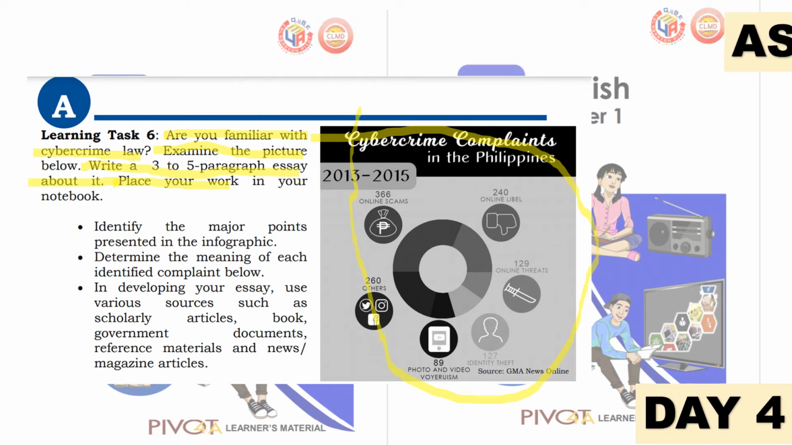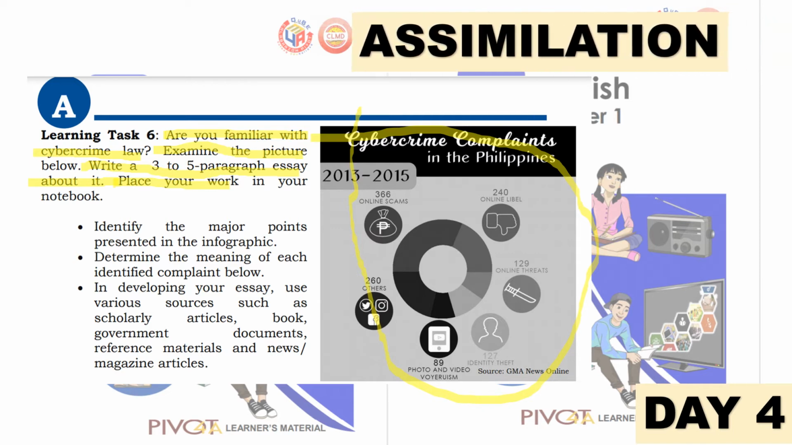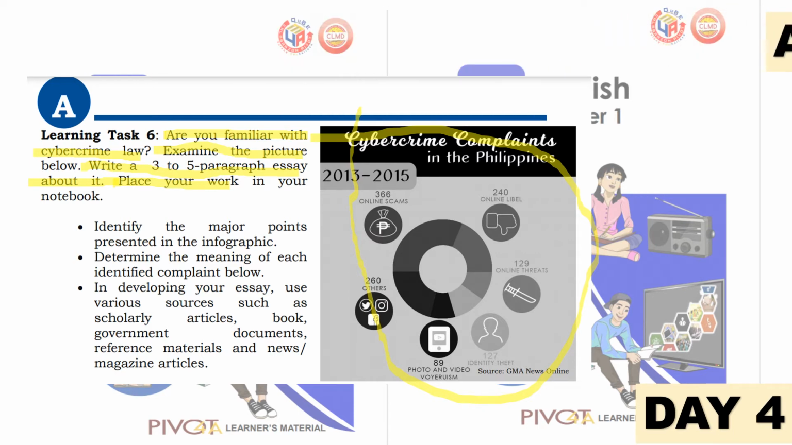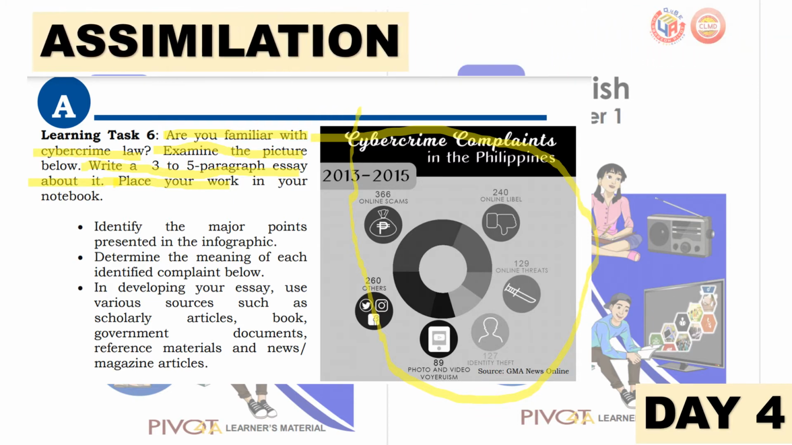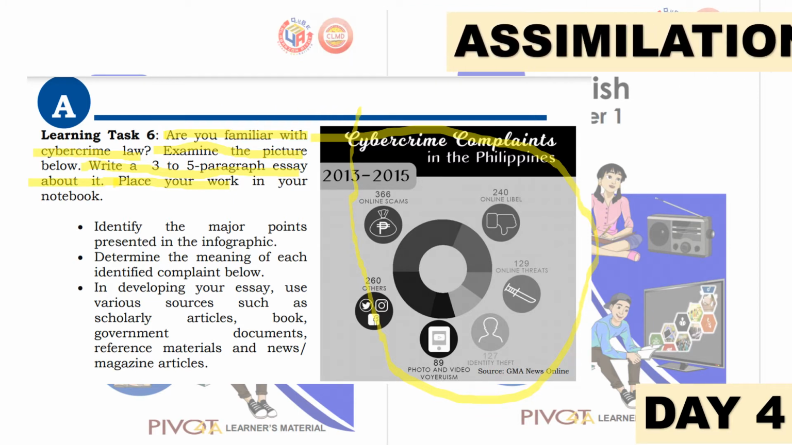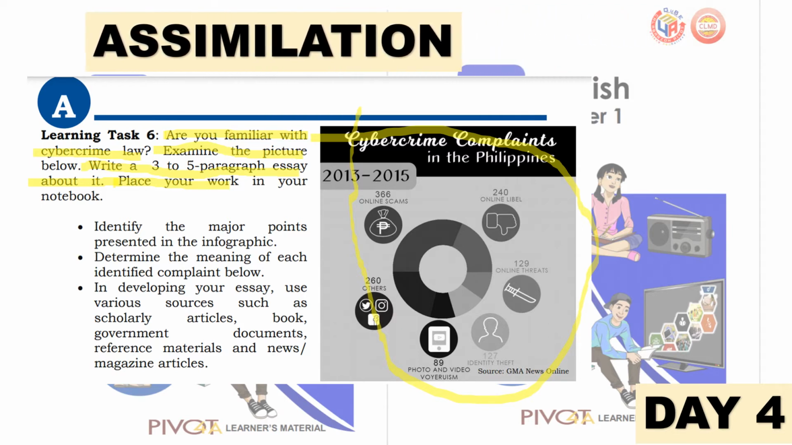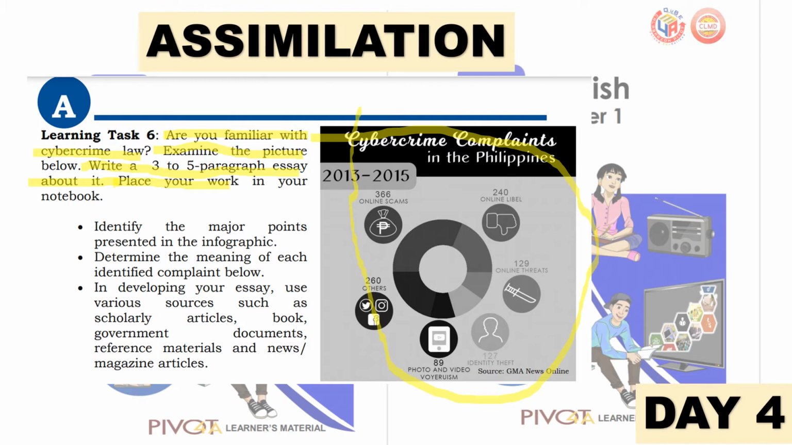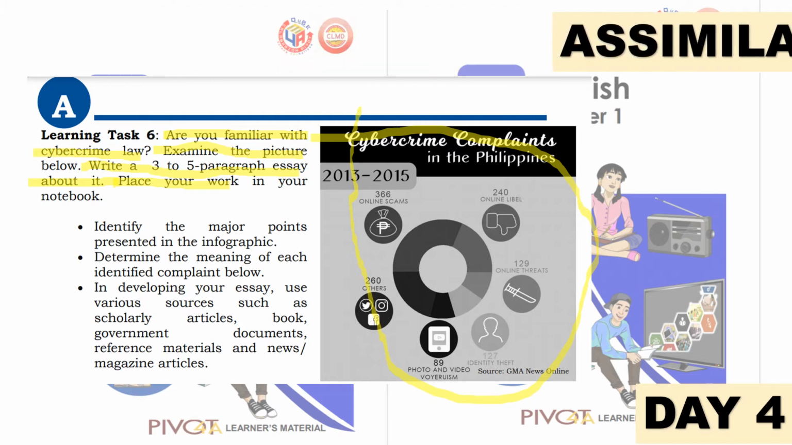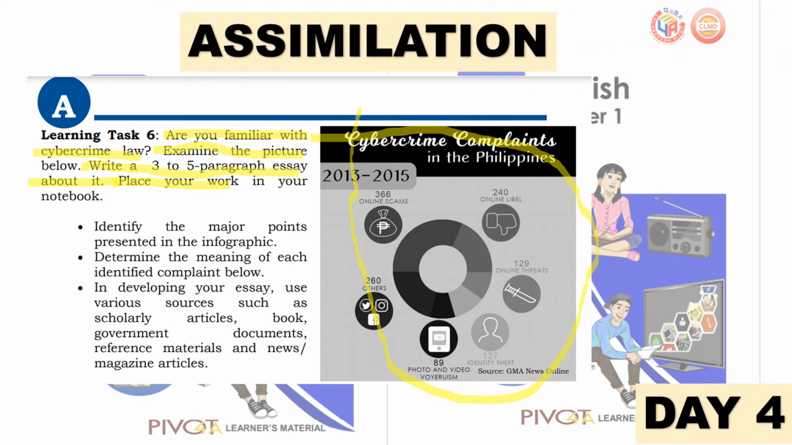Again, please be reminded, it should be a 3 to 5 paragraph essay. You may do research about cybercrime law to help you in writing the paragraphs. Each paragraph has 5 sentences and more. Here are the points you will write about.